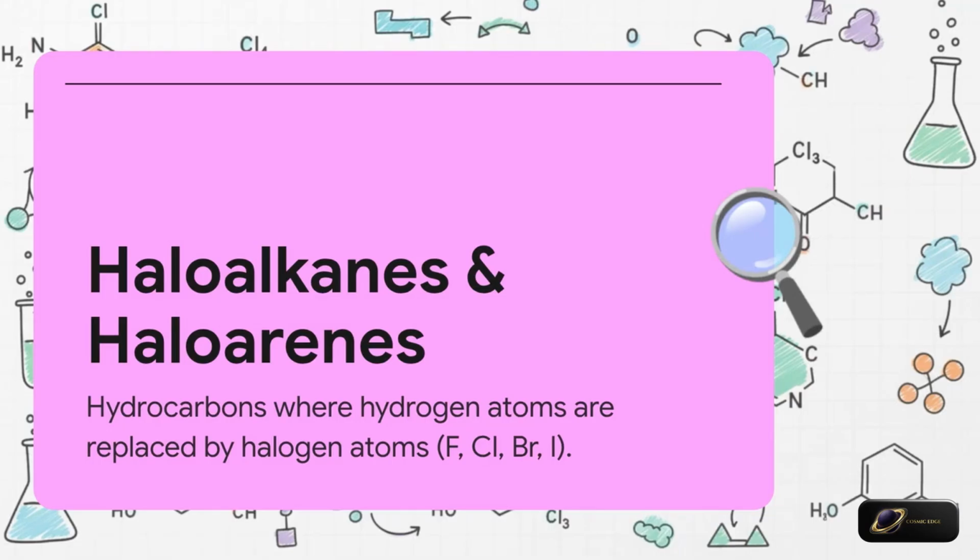Well, the definition is surprisingly simple. You take a hydrocarbon, a basic molecule of carbon and hydrogen, and then you just swap out one or more of those hydrogens for a halogen atom. That's fluorine, chlorine, bromine, or iodine. And that's it. That one simple swap creates this whole new class of compounds with some really fascinating properties.